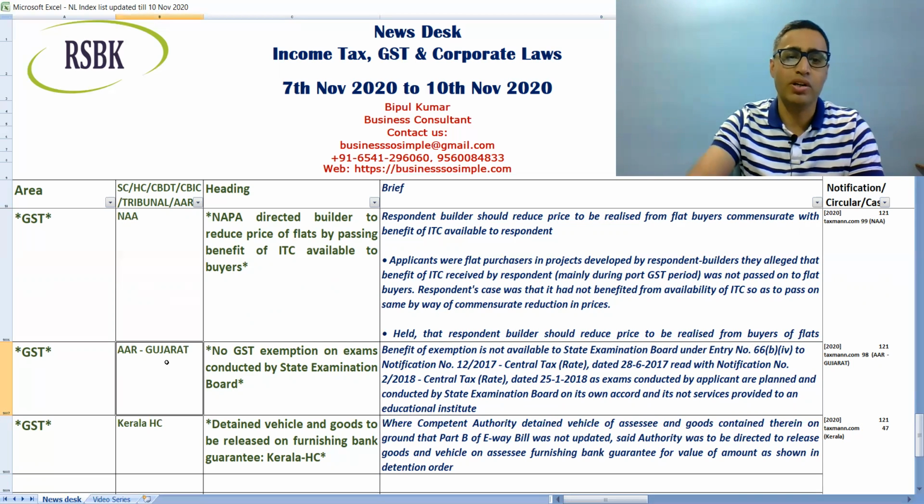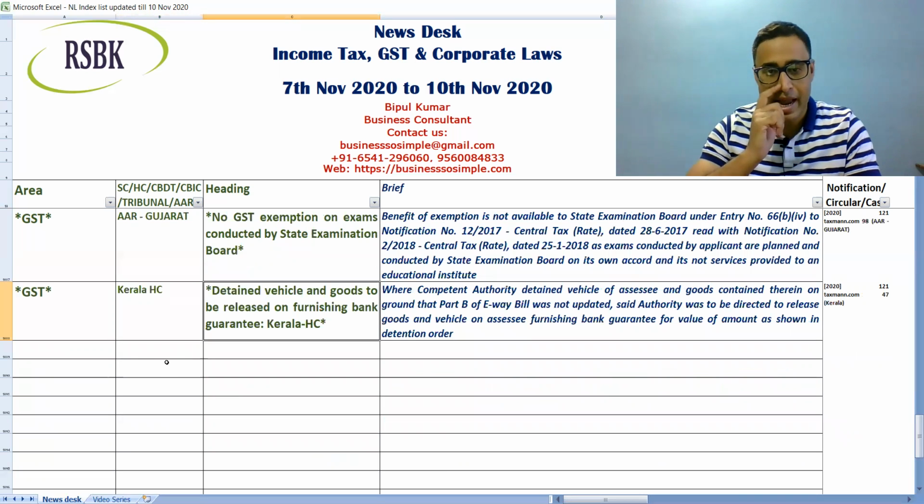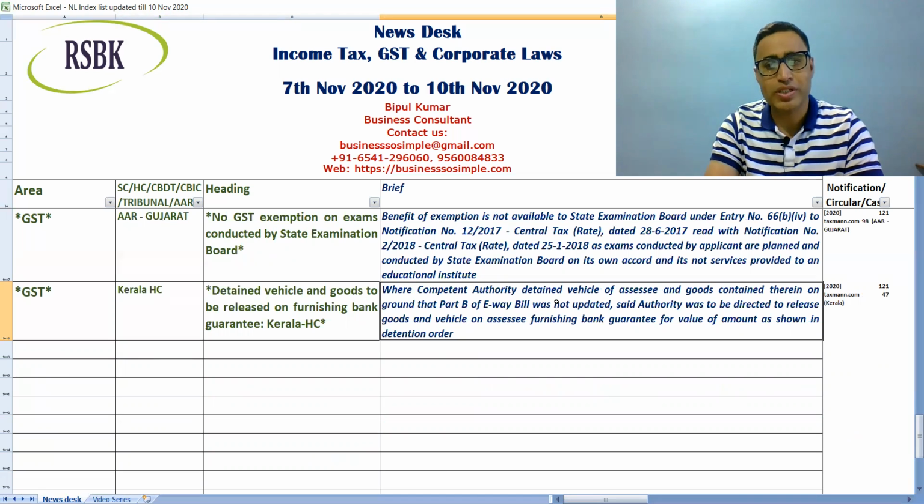Next case, Kerala High Court. Detained vehicle and goods to be released on furnishing a bank guarantee. The Kerala High Court held that where the competent authority detains the vehicle of the assessee and goods contained therein on the ground that part B of the e-way bill was not updated, the said authority was to be directed to release the goods and vehicle on the assessee furnishing a bank guarantee for the value of the amount as shown in the detention order.